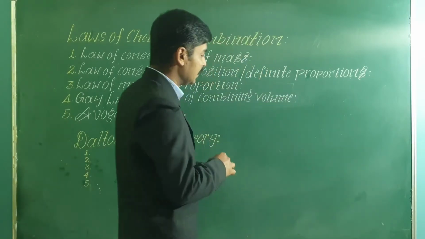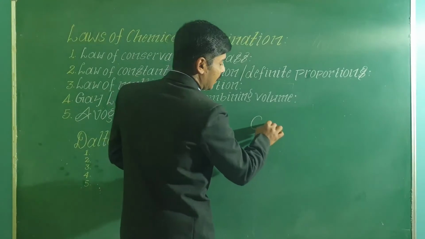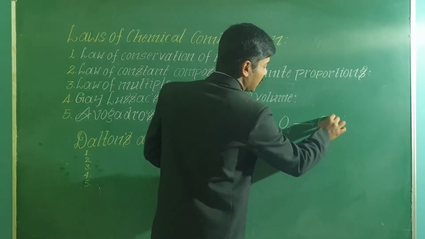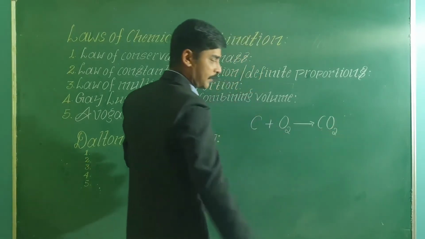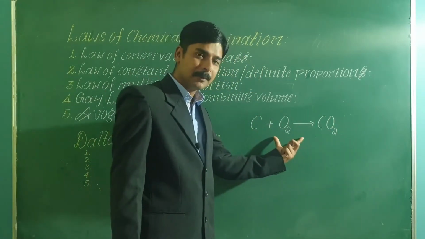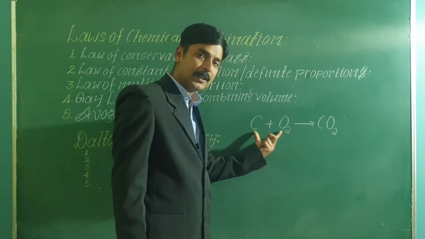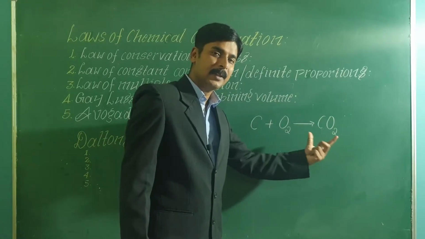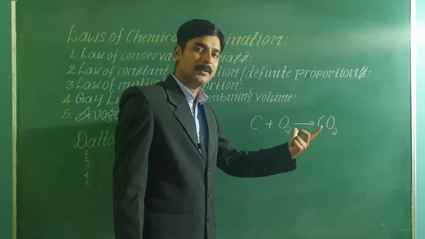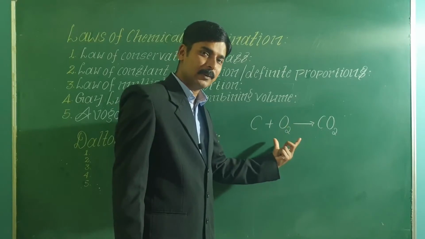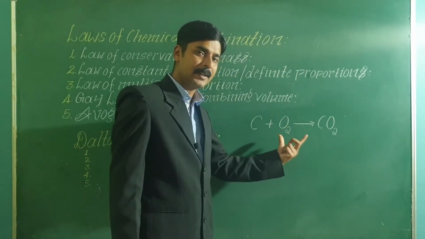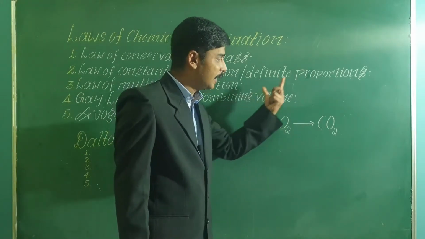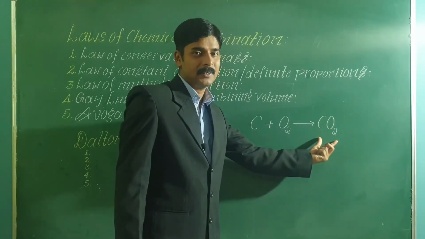Let us consider a reaction where carbon burns in the presence of air to form carbon dioxide. A chemical reaction means transformation of one substance into another substance. There are many ways in which you can define a chemical reaction. This is one of the simplest ways of defining a chemical reaction, that is, transformation of one substance into another substance.